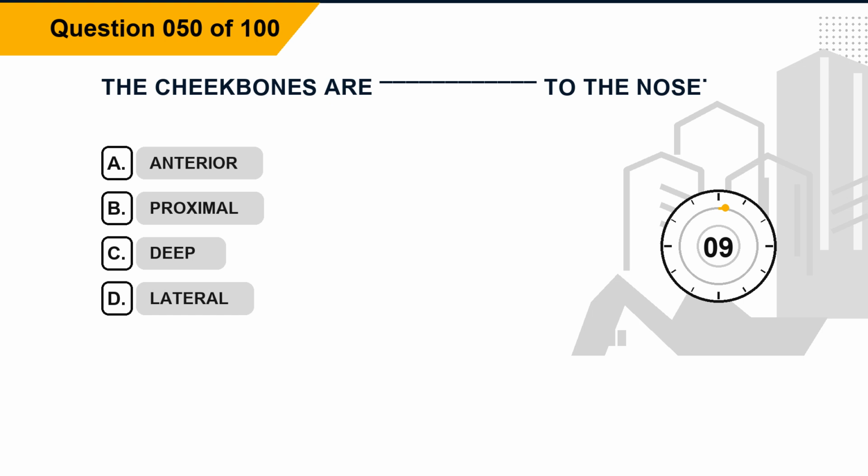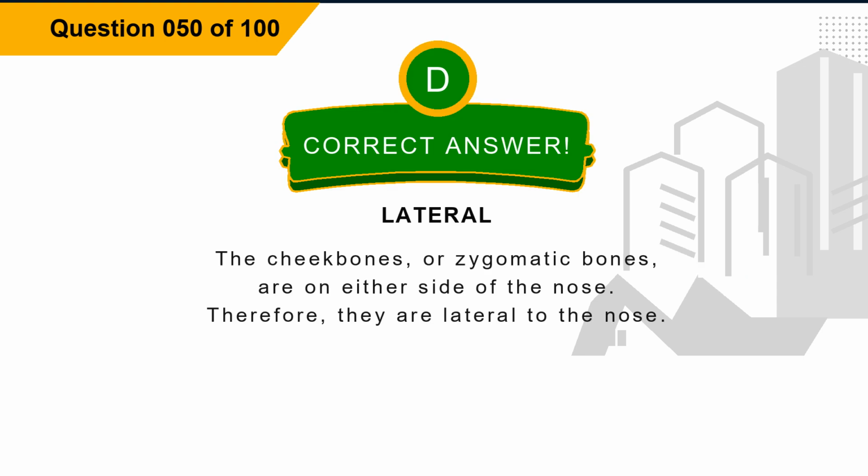Question 50. The cheekbones are blank to the nose. Option A, anterior. Option B, proximal. Option C, deep. Option D, lateral. The correct answer is option D, lateral. Explanation. The cheekbones, or zygomatic bones, are on either side of the nose. Therefore, they are lateral to the nose.